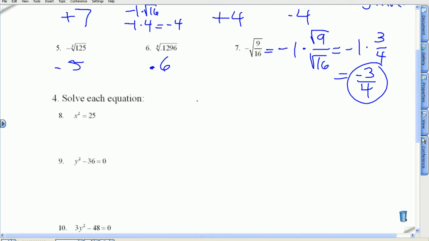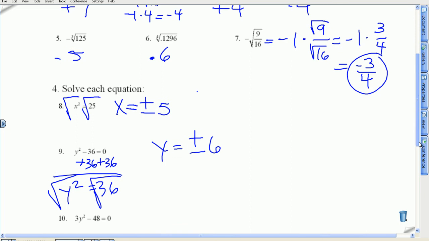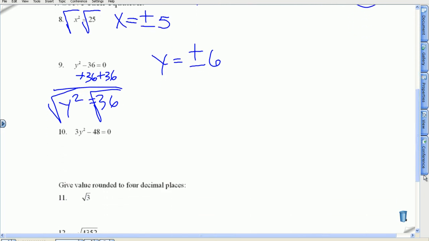Well, let's solve each equation. X squared equals 25. The opposite of squaring a number is taking the square root. So I'll take the square root of both sides. X is equal to positive or negative 5. To solve number 9, I'm going to do the same thing I did in number 8, but I'm going to have to get that 36 to the other side. So I'll add 36 to both sides. Get y squared is equal to 36. Take the square root. Y is equal to plus or minus 6. Square root is a powerful tool to solve some of these equations.